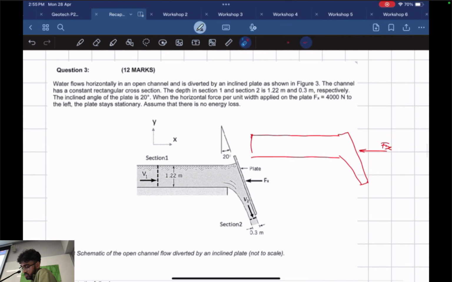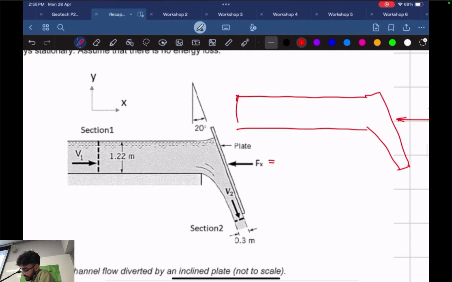Oh wait, I should probably go through the question. So, water flows horizontally in an open channel and is diverted by an inclined plane. The channel has a constant regular cross-section, and this cross-section over here is actually rectangular. You can't assume that it's circular, they tell us it's rectangular. The depth at sections 1 and 2 is 1.12 and 0.3 meters respectively. And it's also inclined 20 degrees to the vertical, sorry. Okay, let's see. They've also told us this is 4,000 newtons.